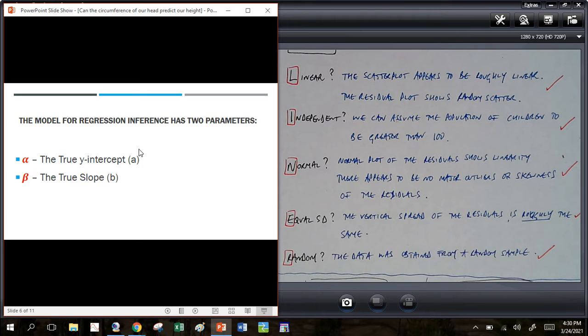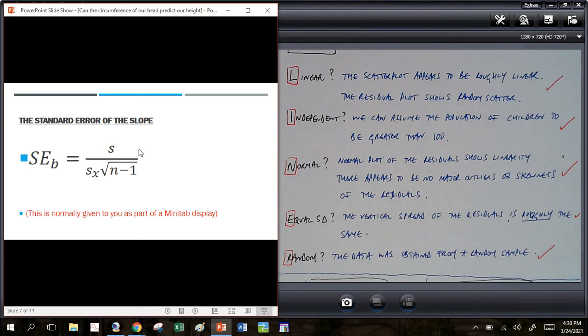Okay, so when we're looking at inference of regression, we're looking at one parameter. There are two. We could be interested in the true y-intercept, but for the AP stats curriculum, we're not covering that. However, we are interested in the true slope, which is given by the letter beta. So one thing that we will need in order to calculate confidence intervals and to also look at the test procedure is what we call the standard error of the slope. Now, this is the formula for it right here. It is also on your formula sheet.